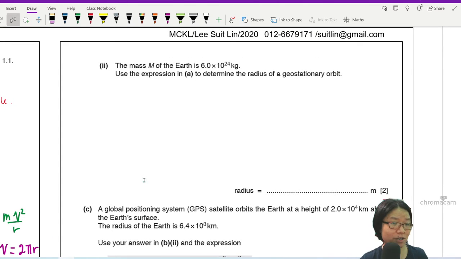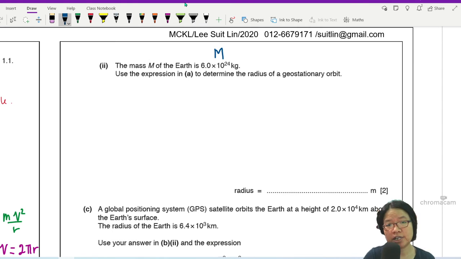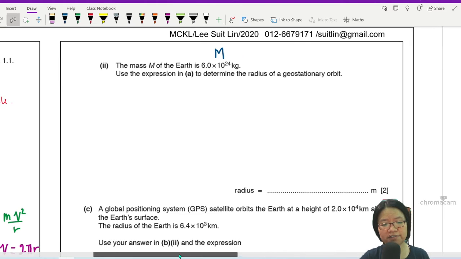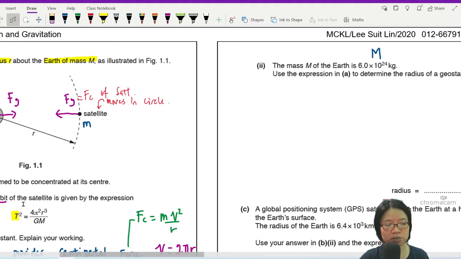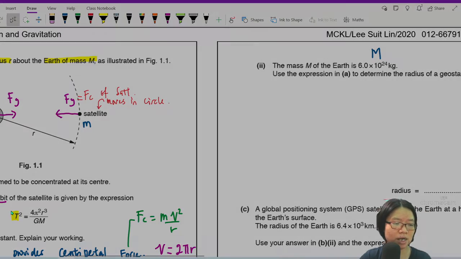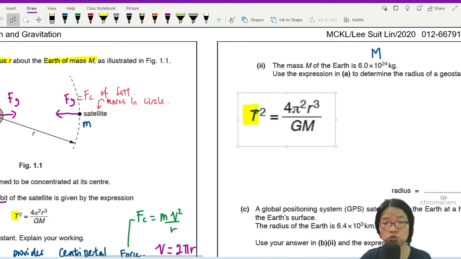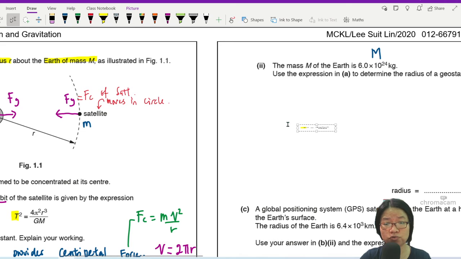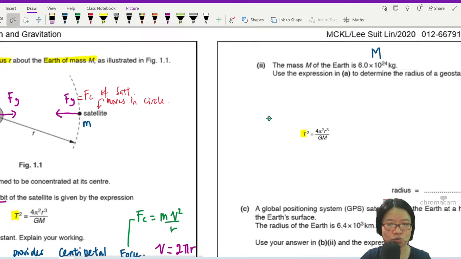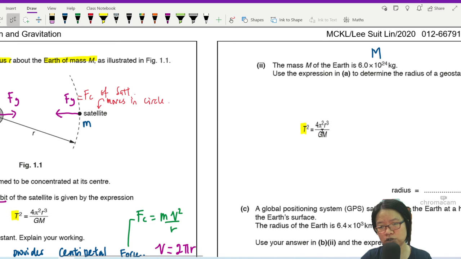All right, anyway, in part 2, the mass of the Earth is given. Okay, so this is our capital M. Use the expression in A, which is the one we derived just now, to determine the radius of the geostationary orbit. So even if you cannot prove this expression, you are more than welcome to use it. My friends, they give you so that even if you cannot prove, you can still use. That's the intention of giving you the equation to begin with.